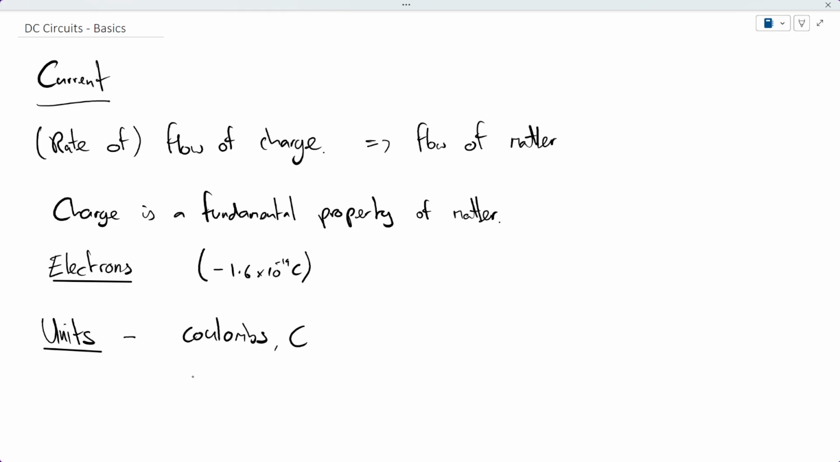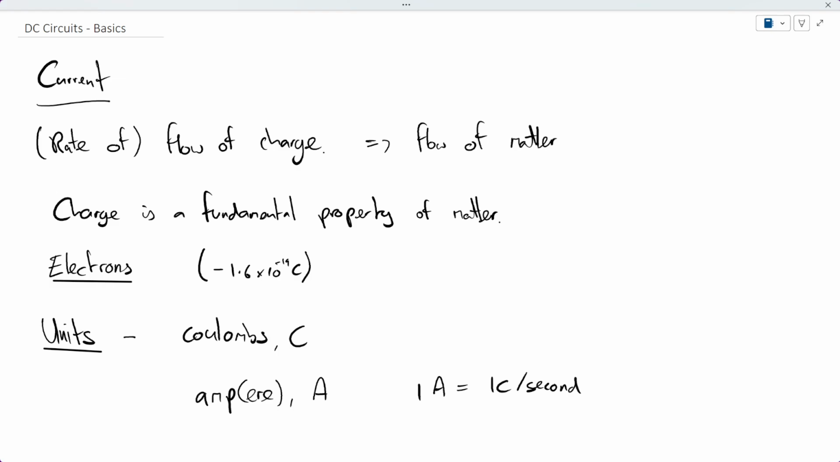The units of current then, since current is a rate of flow of charge, you would imagine that we would measure it in a flow as in coulombs per second. And we do. The units for current are amps, or amperes, but the overwhelming majority of times people will say amps, but technically it's the ampere. Capital A. And 1 amp is indeed equal to 1 coulomb per second.